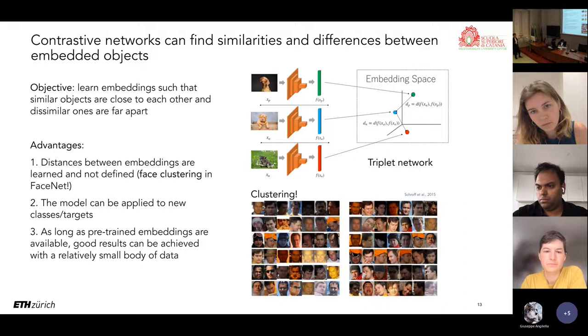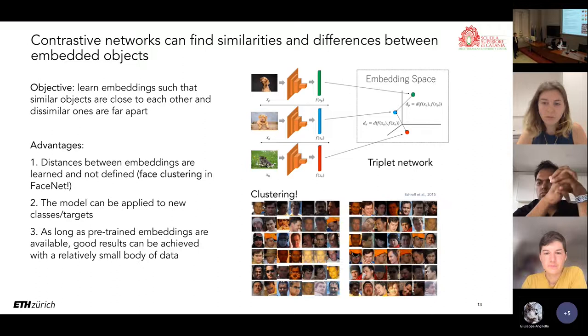And this has several advantages. One of those being that the distance between embeddings is learned and not defined a priori, such as was shown in the FaceNet paper, where the images of the same person are clustered together even in different conditions of light and exposure and rotation and so on. And this model can be applied to new targets, new classes, and good results can be achieved on a relatively small amount of data if pretrained embeddings are available.